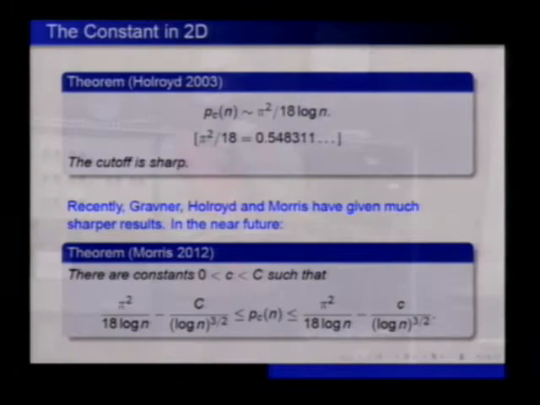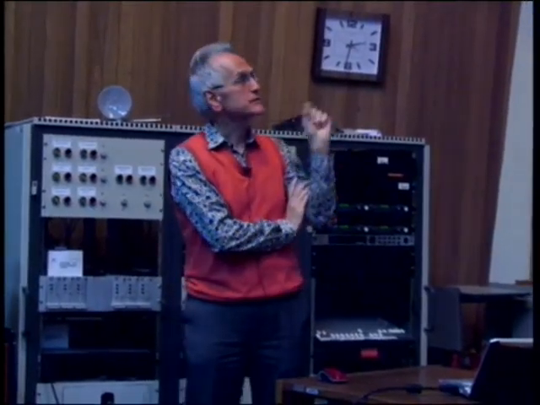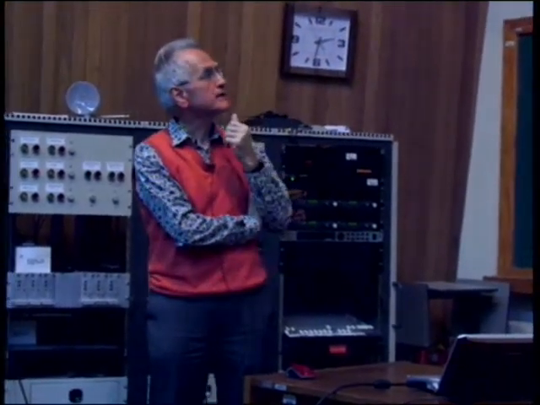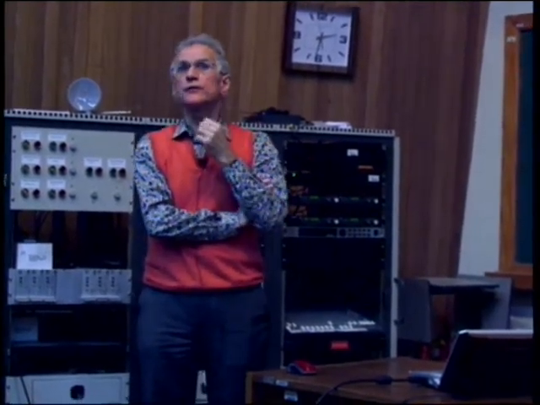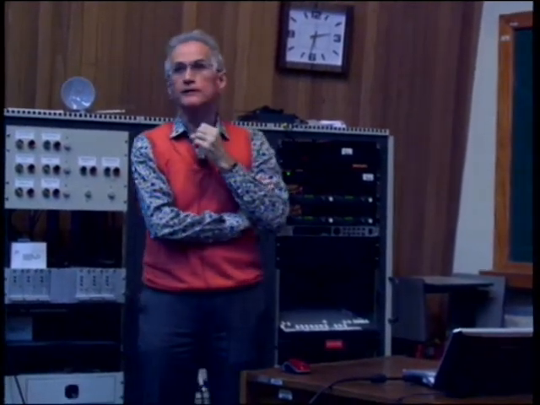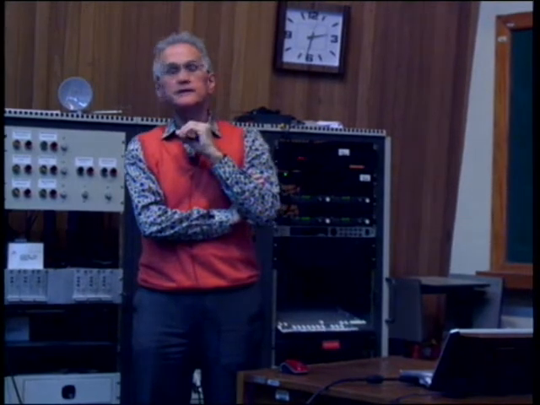The next term is a constant over log n cubed, and it's with a minus. So the critical probability satisfies that: it's a little bit smaller than pi squared over 18 log n, and the little bit is some constant over (log n) to the 3/2. And I'd be delighted if one of my students could determine little c.